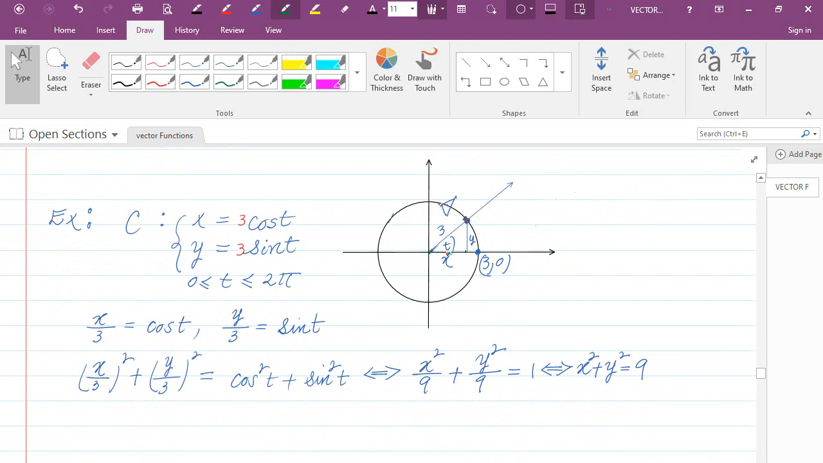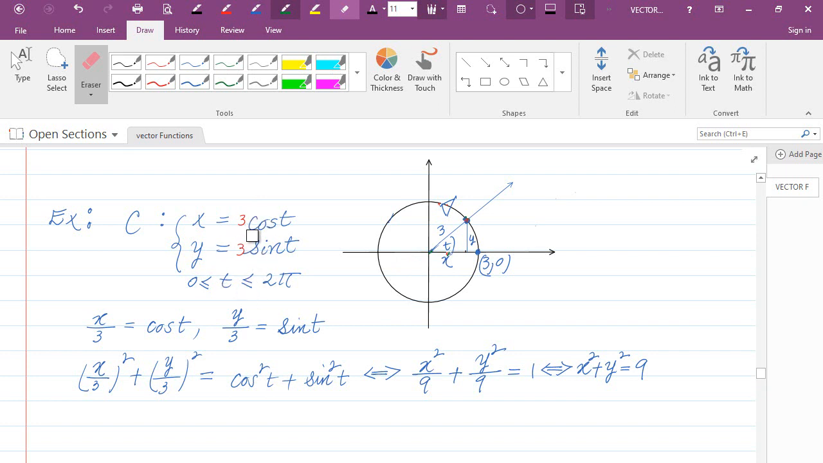Okay, so let's look at the case when r is 3. So if I have this parametrization of a curve C, well, that's the circle of radius 3 centered at the origin that we have already seen. But let's say we didn't forget about the discussion that we have done so far. Let's say I'm given these equations. How do I figure out what curve it is?